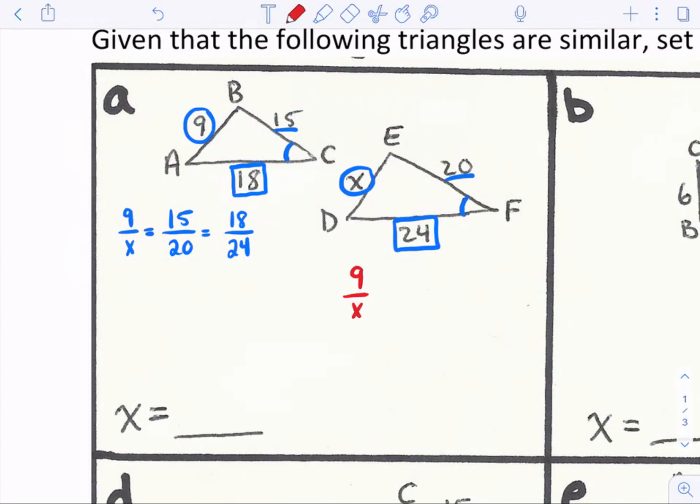When I put 15 over 20 in my calculator, I get 0.75, or 3/4. When I put 18 over 24 in my calculator, I also get 0.75. So really, it's up to you what you want to choose. So I'm going to choose 15 over 20 because, you know what, why not? And then from here, I can cross multiply. And then 180 divided by 15 is 12. So I get 12. And there you go. That's how you find a missing part of similar triangles.